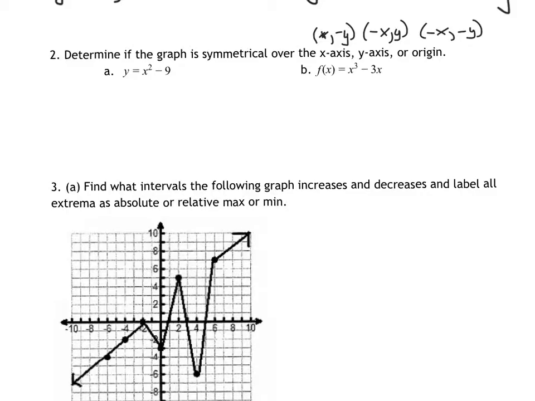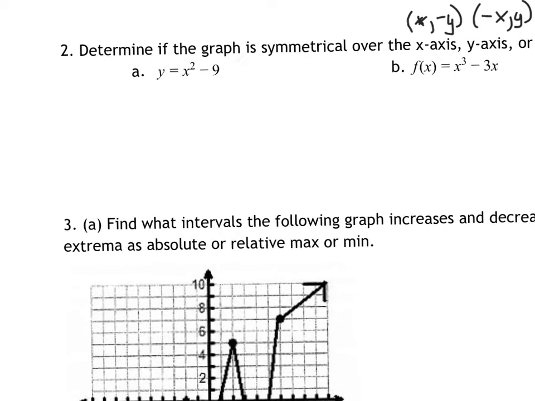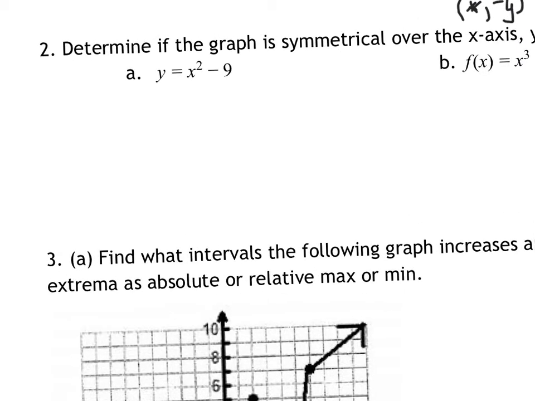So for the first graph, we have y equals x squared minus 9. So I'm going to do each one of these separately. So first, let's go ahead and do the x-axis. Now the x-axis does not happen very often because that means it is not a function, but we can certainly check it. So the x-axis, recall, is x, negative y. So if I put that into my function, I get negative y equals x squared minus 9.